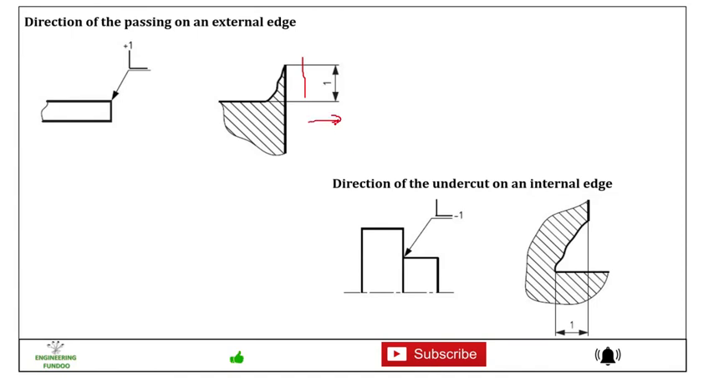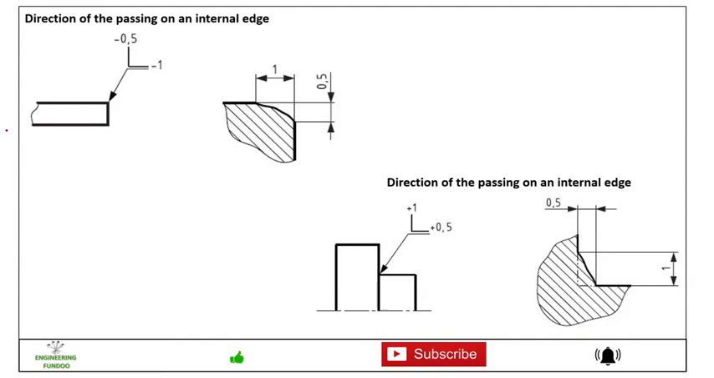In this direction it is nothing, 0. Then here you can see it is -1, so it is permitted in this direction, and in this direction there is 0. So these are the different examples of direction of undercut and passing.